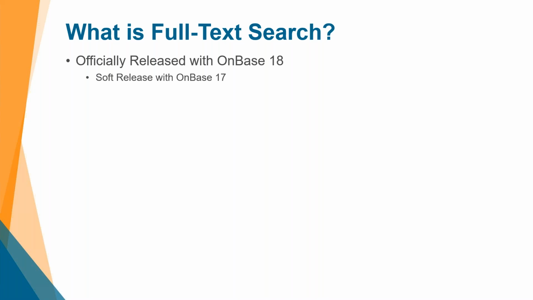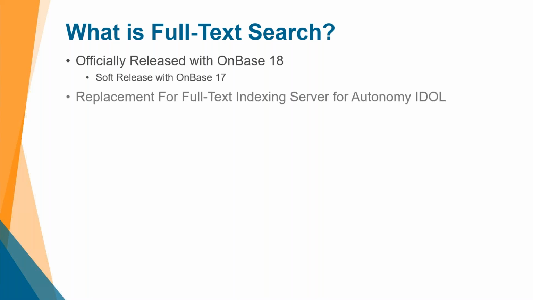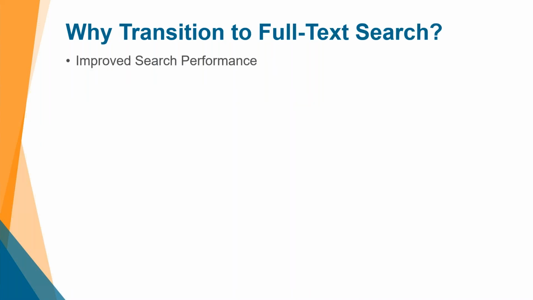So just to gauge where you are with your OnBase versions, if you're on a specific release of OnBase 17 or more recent, this new OnBase full text search is available for you. It is the replacement for the full text indexing server for Autonomy IDOL, and that's always been a mouthful. I'll just shorten that to say Autonomy IDOL. And a number of you may very well have the full text indexing server for Autonomy IDOL. That is going to be going away, and I'll talk about that in just a moment.